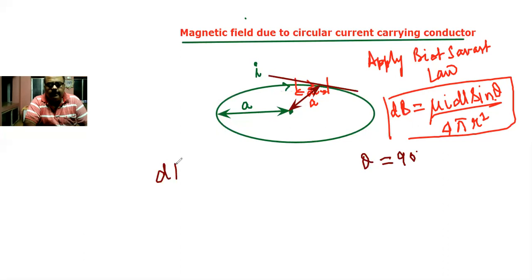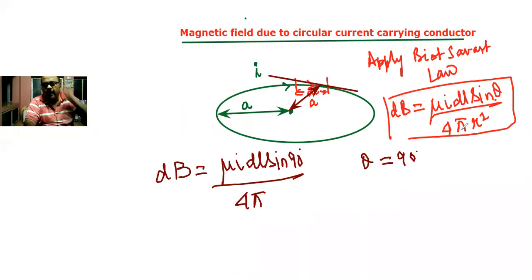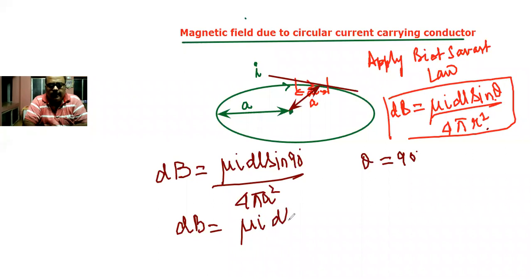So we can write dB is equal to mu I dl sine 90 divided by 4 pi, and the radius r will be equal to a, so this is a square. So dB is equal to mu I dl by 4 pi a square. Am I clear or not? So integrate, and this integration will be from 0 to 2 pi a.